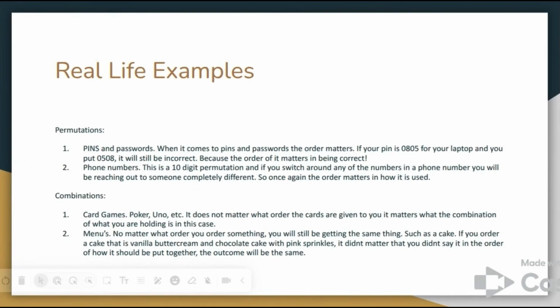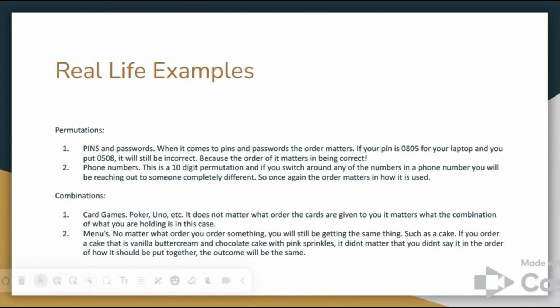Another example of a permutation is going to be a phone number. It's a 10-digit permutation, so if you switch around any of the numbers in the phone number, you'll be reaching out to someone completely different. So once again, the order matters in how you're putting in the numbers.